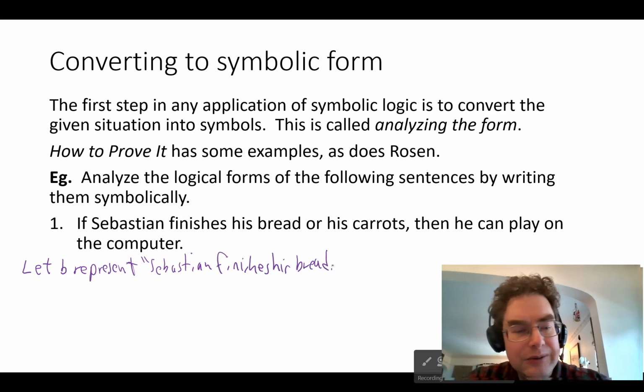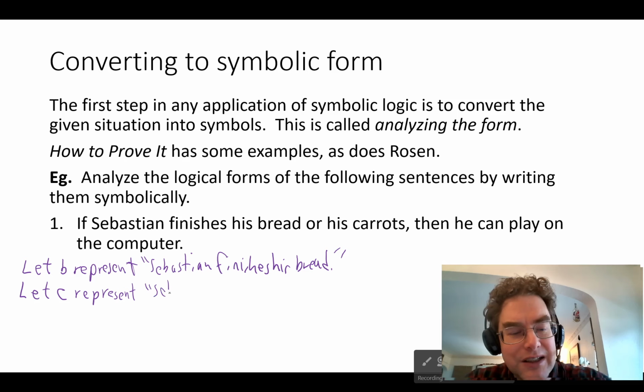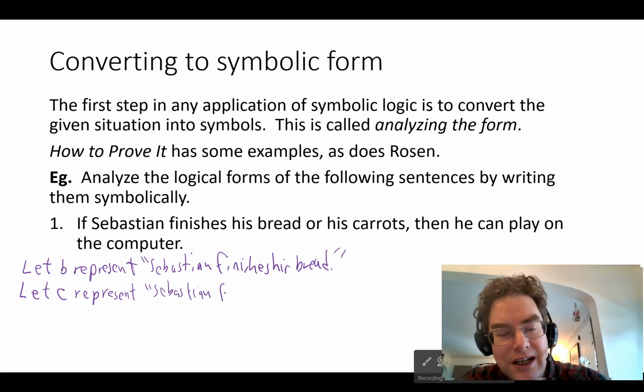Okay. Now, we also have another sentence here. All the sentences actually involve Sebastian, right? Even the third sentence where it says he, that he, of course, refers back to Sebastian as well. Another simple sentence involved here is Sebastian finishes his carrots. So let's use C, kind of hearkening our thoughts to carrots, perhaps. Let C represent Sebastian finishes his carrots.